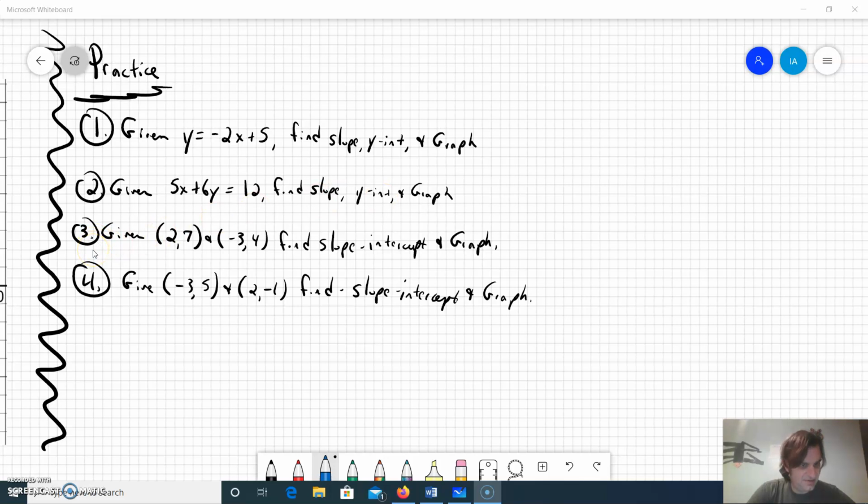Number three, given the points (2, 7) and (-3, 4), find the slope, intercept, form of the equation, and the graph. And number four, given the points (-3, 5) and (2, -1), find the slope, intercept, form of the equation, and the graph.